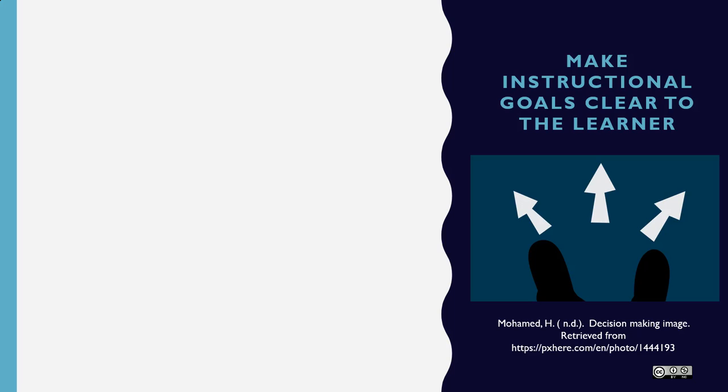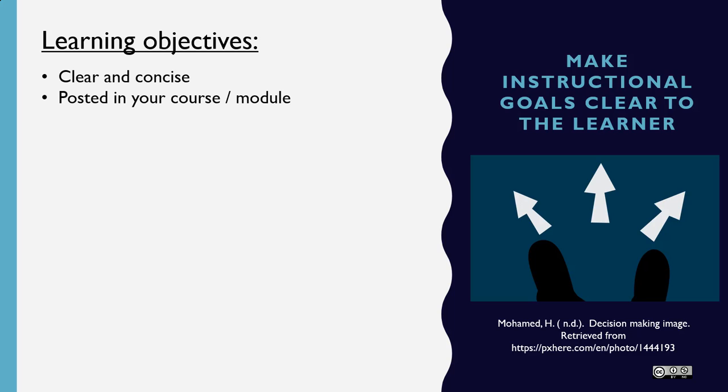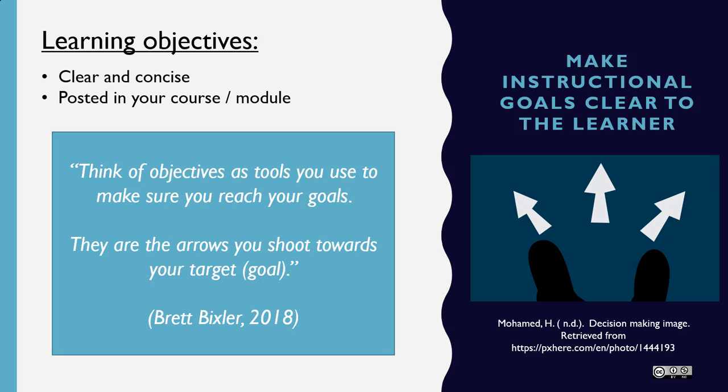Now, this refers to our learning outcomes or our learning objectives. And it's very important that an instructor has clear and concise learning objectives that are clearly posted in the course. And it's important to have these because you need to think of objectives as tools that you will use to help you reach your goals. They're the arrows you shoot towards your target. And why this is important is that it helps the student understand why they're learning each of the items in the course material, and it keeps the instructor on track.